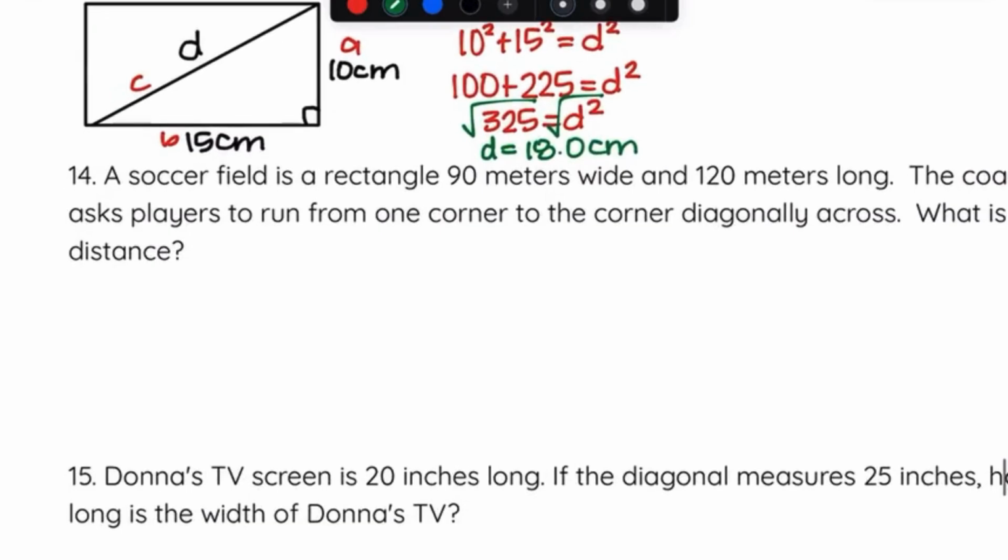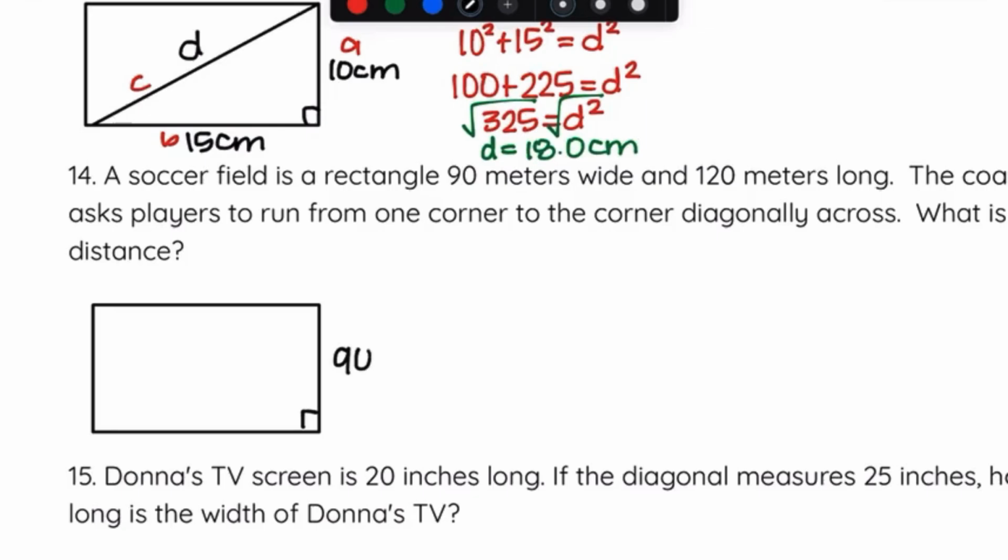Okay. We have another rectangle problem here. It says a soccer field is a rectangle. Okay. Let me go ahead and draw my right angle here. We know it's 90 meters wide and 120 meters long. The coach tells them to run from corner to corner, and we want to find the distance of the diagonal, okay? So, right angle, straight across, that is my C. And the other two don't matter.